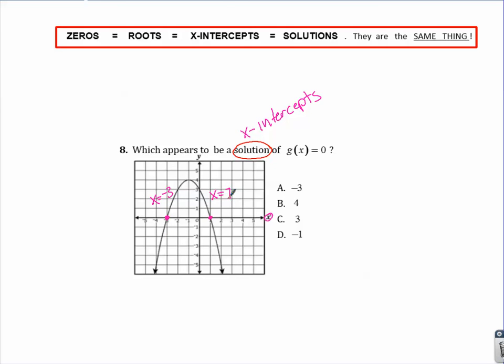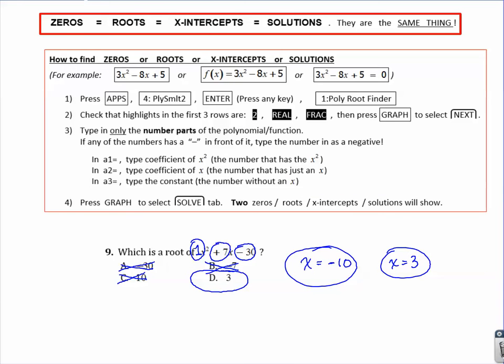So what appears to be a solution? Well, the only choice I have is A, -3. So that is my answer. If I wanted to know what a factor was, I would just do the same thing. I would change the sign for both of them, and I could get my factors. But this asks for a solution, so I don't need to do that. All right, folks, practice your problems.